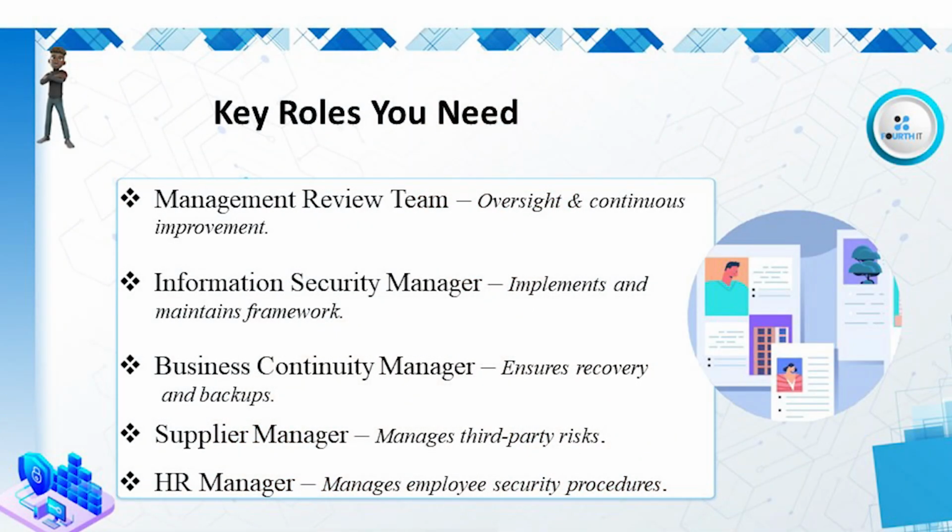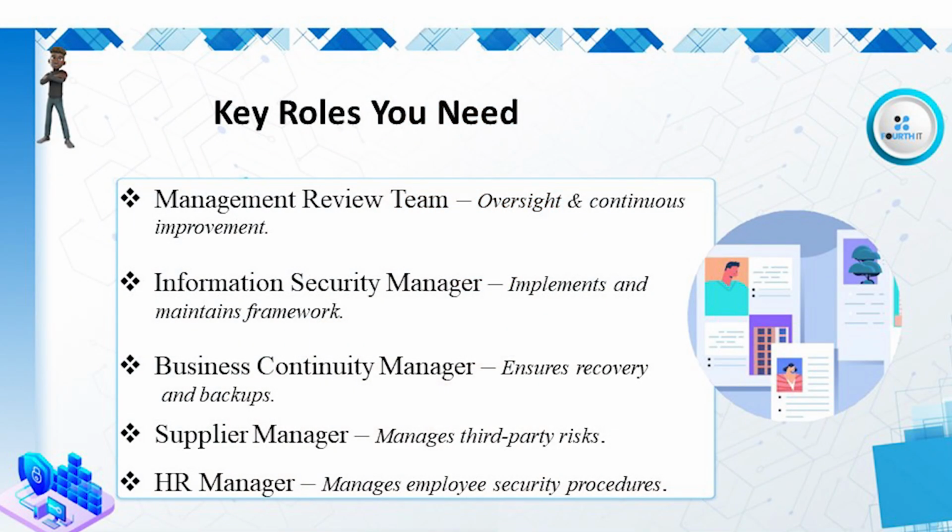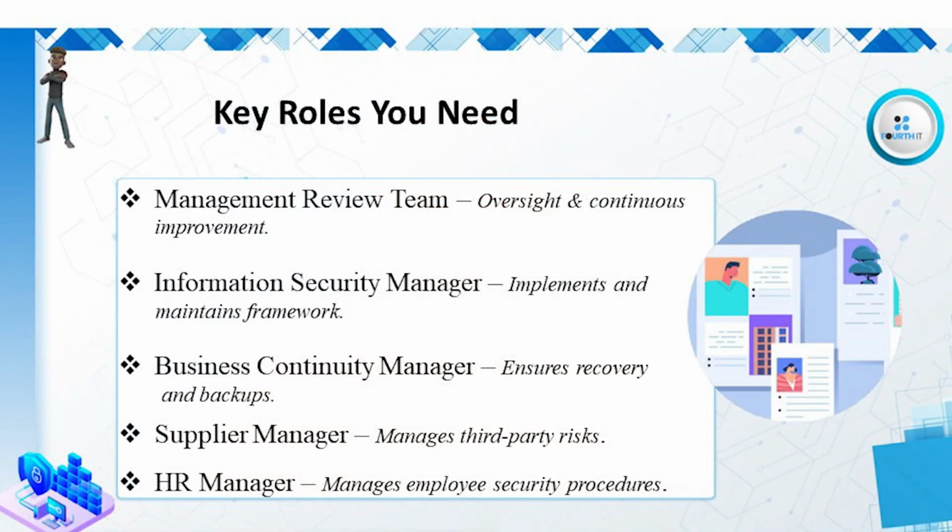The business continuity manager ensures that the organization can respond to disruptions effectively. If our systems go down, this manager makes sure you can keep operating. They maintain our backups, our recovery plans, and make sure that our contingency plans are always in place. The supplier manager manages the security risks related to our third-party vendors. They vet the suppliers, include security clauses in contracts, and review the vendor reports. Then we have the HR manager, who handles most security responsibilities related to employees, such as awareness and training, access, and so on.